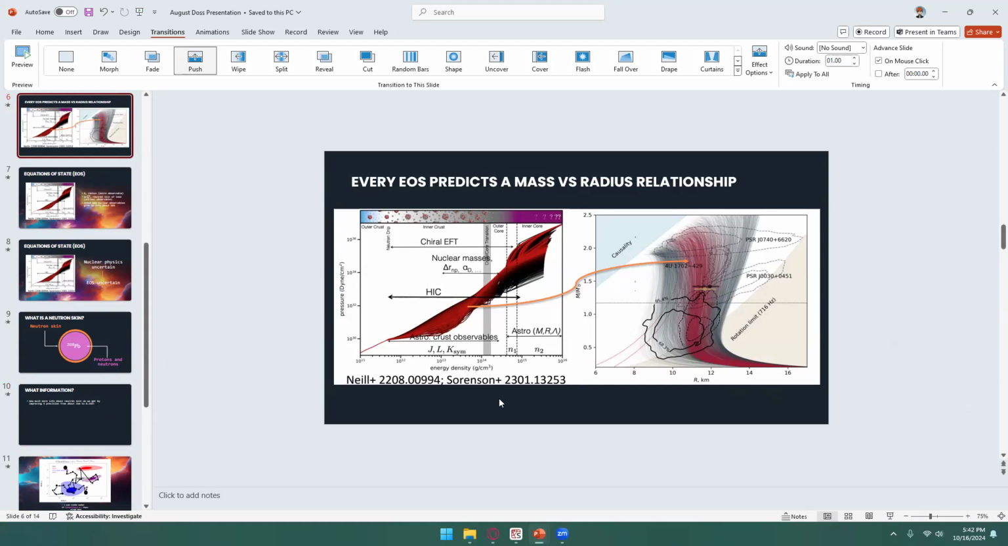So the point is that if we take our radius measurement with a precision of a kilometer, and we use that to predict what the neutron skin of lead is, we may find that it tells us the neutron skin of lead to within an accuracy of about 0.2 femtometers.